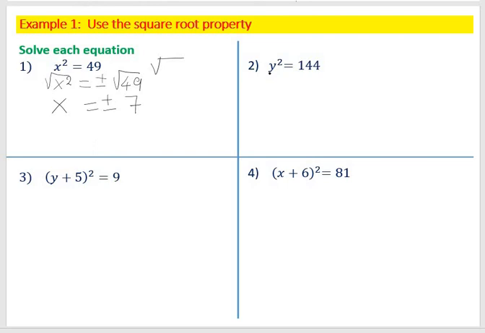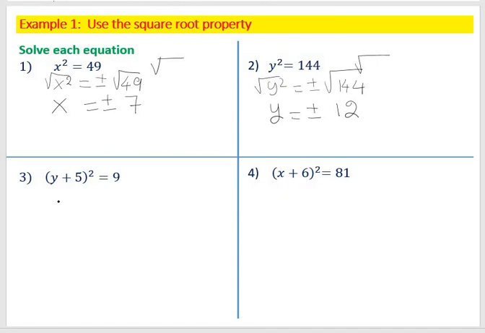The second problem, we have y squared equals 144. We're going to do the same thing. Take the square root to cancel the square. The square root of y squared equals positive or negative the square root of 144. Now, the square root of y squared is simply y. And this is equal to positive or negative 12.